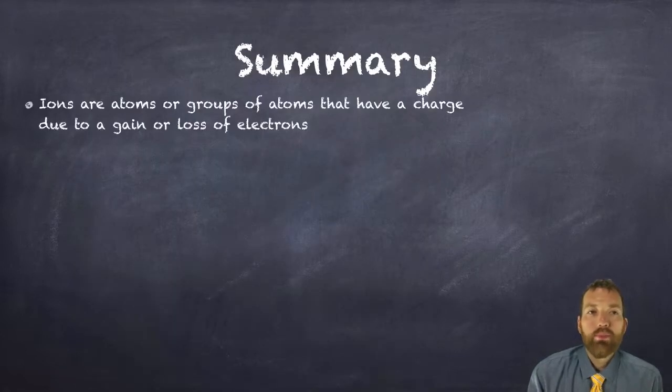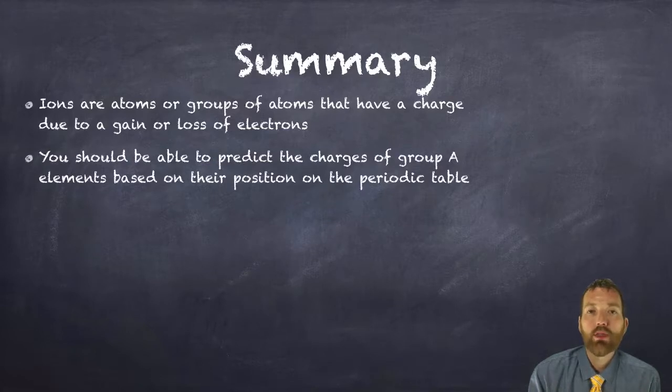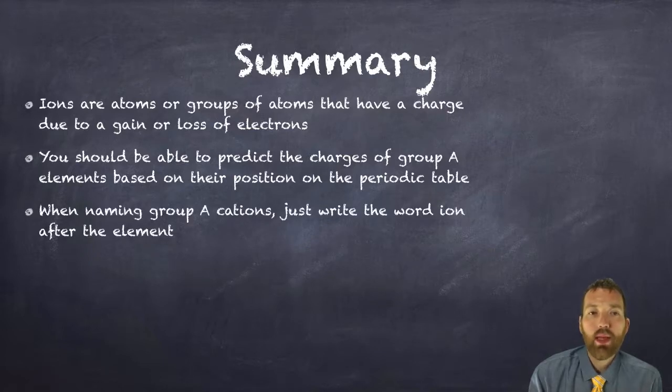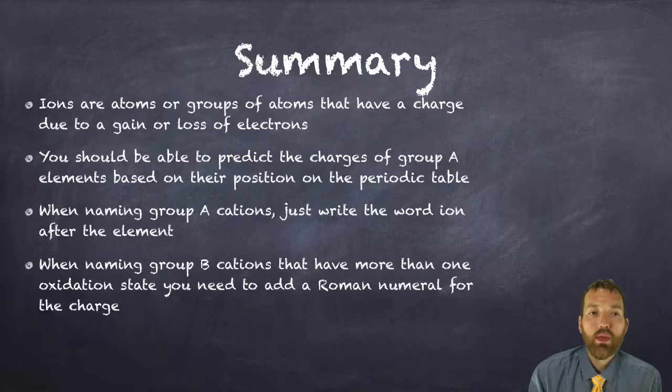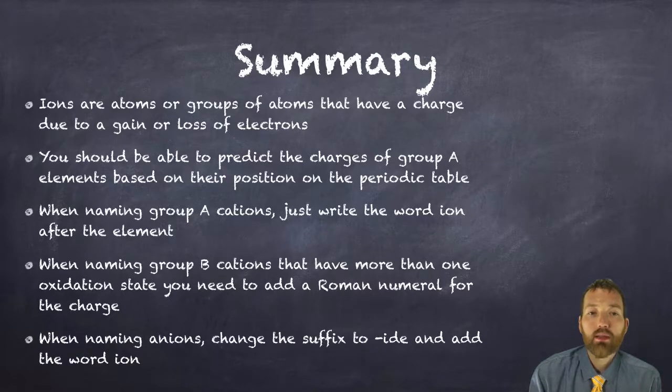So let's wrap up here. Ions are atoms or groups of atoms that have a charge, and that charge is due to a gain or loss of electrons. You should be able to predict the charges of group A elements based on their position on the periodic table. When naming group A cations, it's very easy. All you need to do is write the word ion after the element. When naming group B cations that have more than one oxidation state, you need to add a Roman numeral for their charge. And when you name anions, all you have to do is change the suffix to "ide" and then add the word ion. So that's how you name ions. I hope that made sense. And if you have any questions, please let me know.